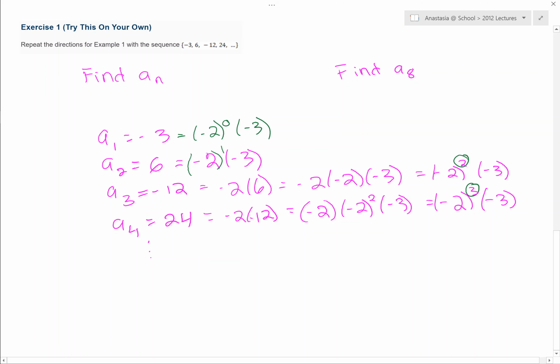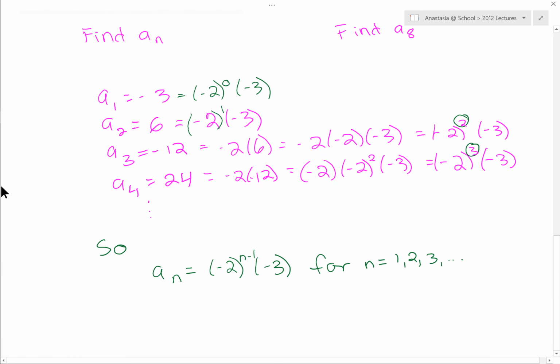times -3. So one way that we could write our explicit formula is -2 to some power, we'll come back to that, times -3. This is the nth term. We always have one less than our power here because we chose to start at 1. So that means we need to have -2 raised to the n minus 1 power. We do need to write that this is for n equaling 1, 2, 3, and so on.